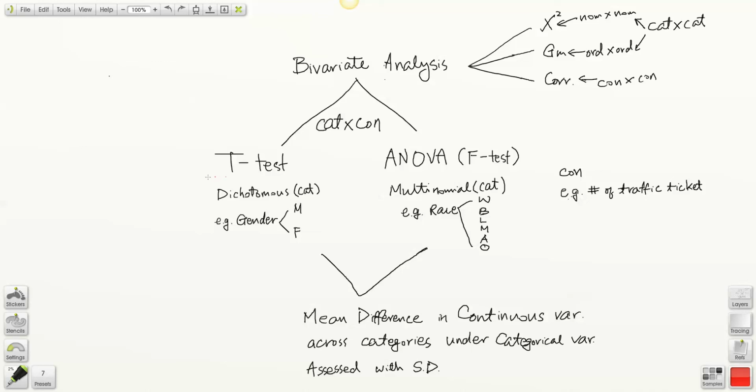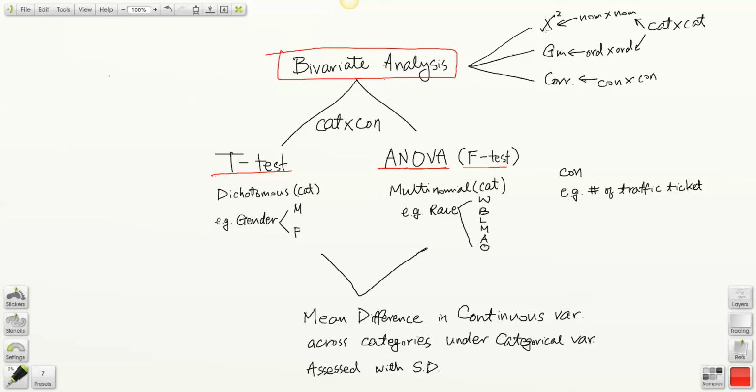In this session and the following sessions, I'm going to cover t-test and analysis of variance. We call that ANOVA, using the F-test. These two are under the umbrella of bivariate analysis, meaning there are only two variables in your research. And just for clarification, there are more than these two tests under bivariate analysis.